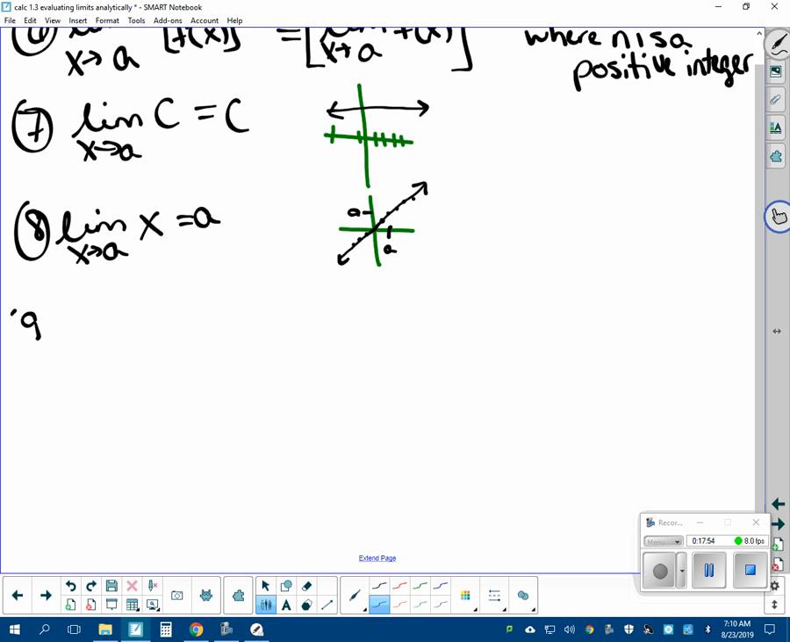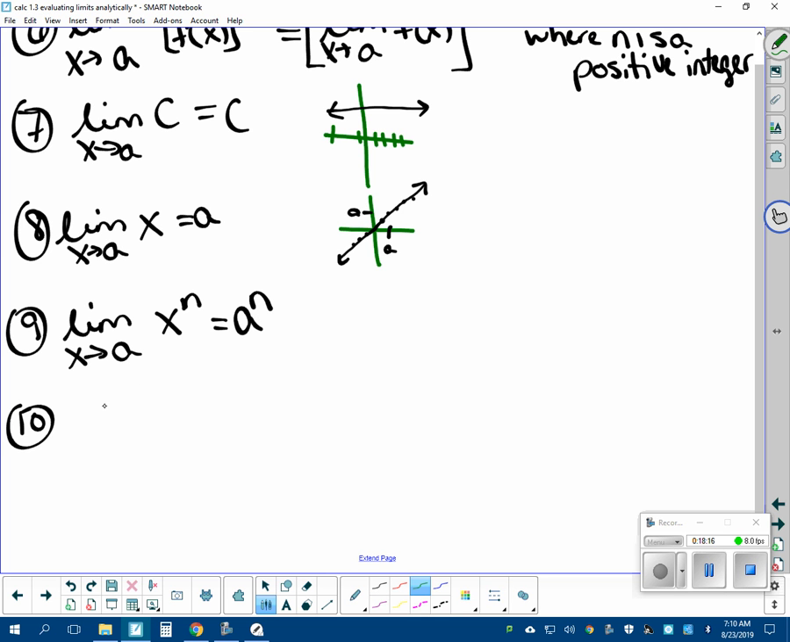Okay, number 9. The limit as x approaches a of x, now we're not going to take just x, but we're going to take x to the nth power. That is going to be a to the nth power. And then a similar law holds true for roots or radicals as well. If we take the nth root of x, then the limit is just the nth root of a, whatever you're taking the limit towards.